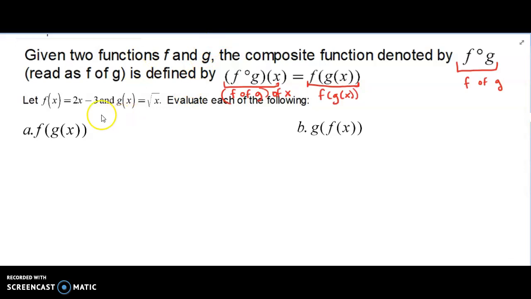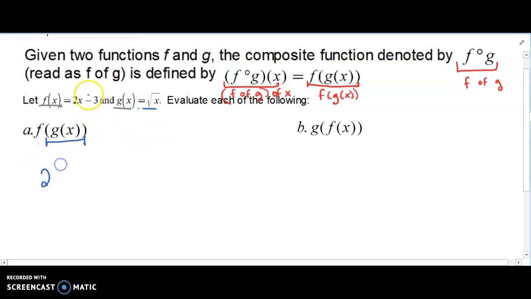When we do these, it's going to give you an f of x and a g of x. Just like if we had f of 1, we would plug in 1 for every x in function f. We're going to do the same thing here. So f of g of x: we start with function f, but for every x, we put in the whole function g of x. So f of x is 2x minus 3, and now x we replace with g of x, which is the square root of x minus 3. This would just be f of g of x.